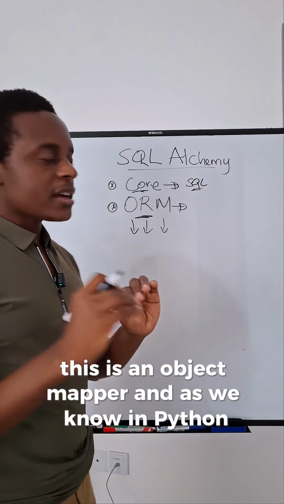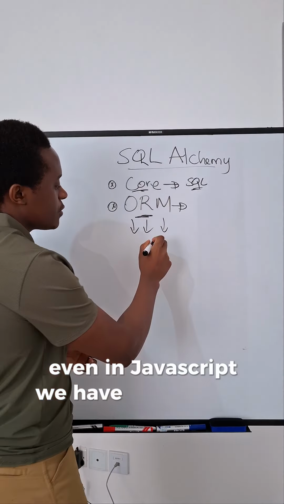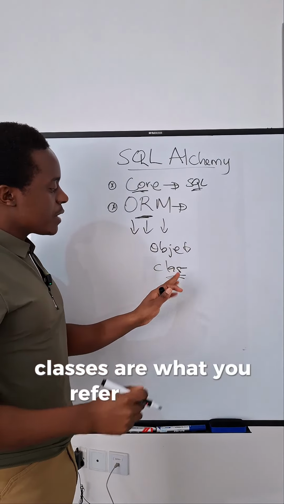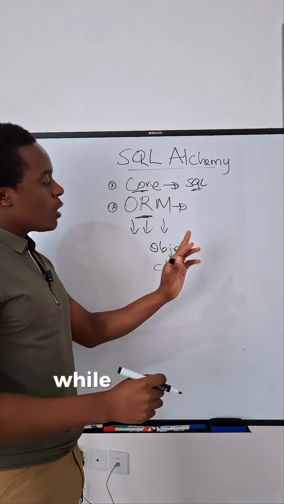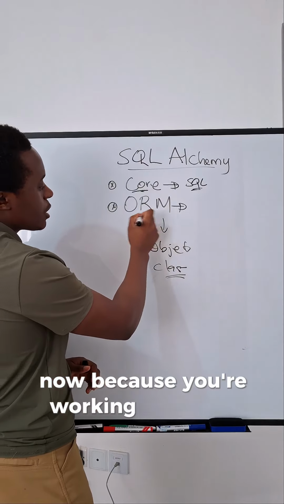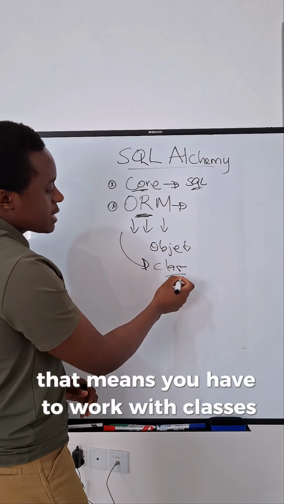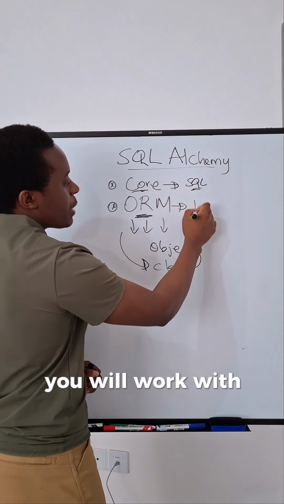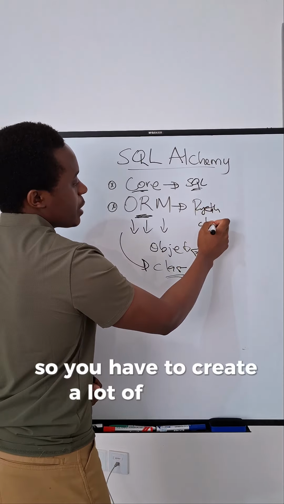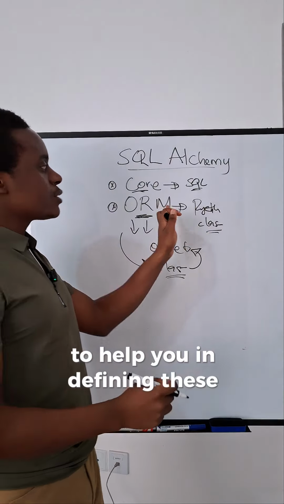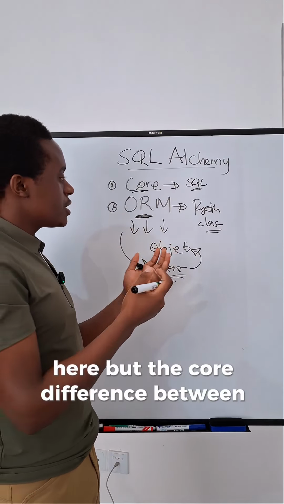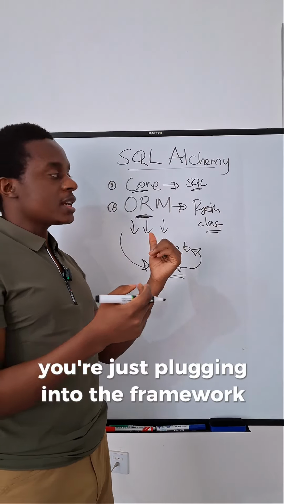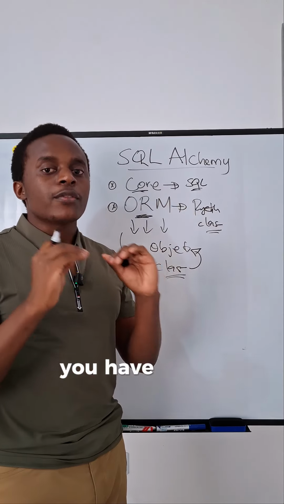And as we know in Python, and even in JavaScript, we have objects and we have classes, right? Classes are what we refer to as the blueprints for creating an object, while objects are instances of a class. Because you're working with the ORM, that means you'll have to work with classes so that you can create the objects that you want. When you're working with SQLAlchemy ORM, you'll work with Python classes, so you have to create a lot of Python classes to help you in defining the objects that are needed. But the core difference between the two is that with ORM, you don't have that much control. You're just plugging into the framework itself. But with SQLAlchemy Core, you have all the control that you need.